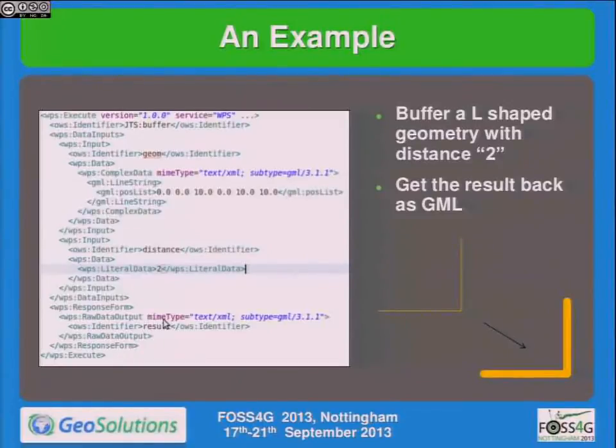So this is an example of a request. A request is normally an XML document that you send. This is kind of the simplest one you can think of. I'm throwing a geometry, an L-shaped line. I'm saying, okay, buffer it by 2 pixels, by 2 meters, whatever, and I get the result, which is a polygon. This is kind of the simplest process you can think of, and from here it can get as complicated as you want.